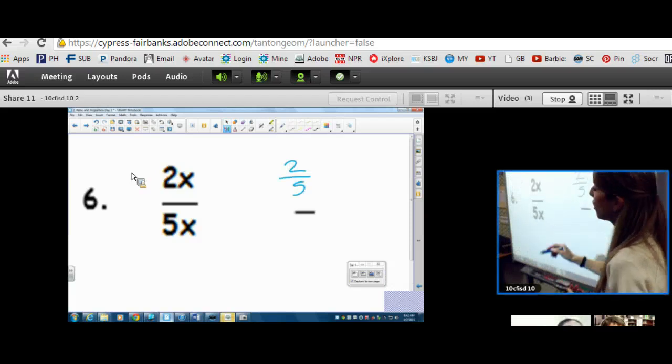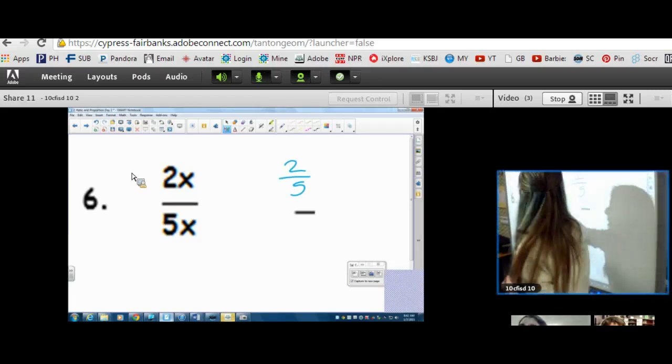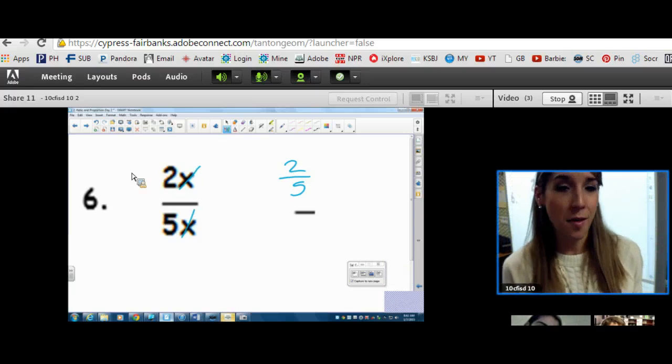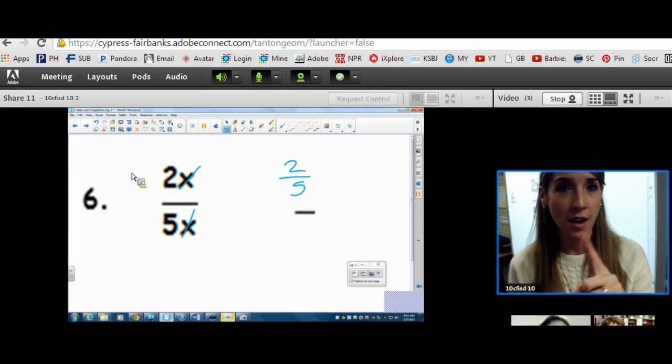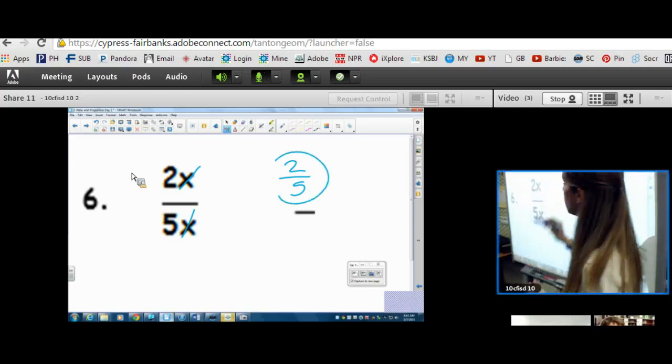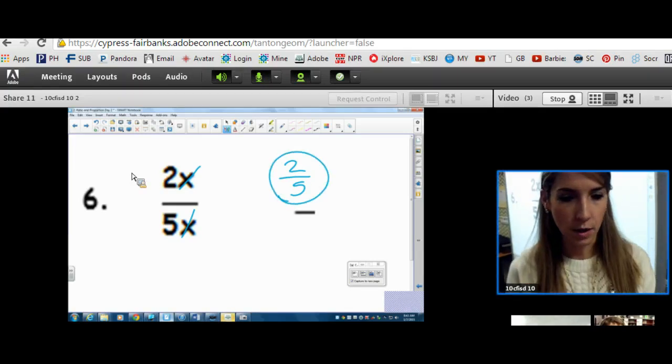What is x over x reduced to? Well, the x's cancel. When you find something in the numerator that's identical to something in the denominator, it cancels. So that changes to 1. X divided by x is just 1. Do you need to write the 1? No, you don't. So that's why the answer to number 6 is 2/5. What else can I work?